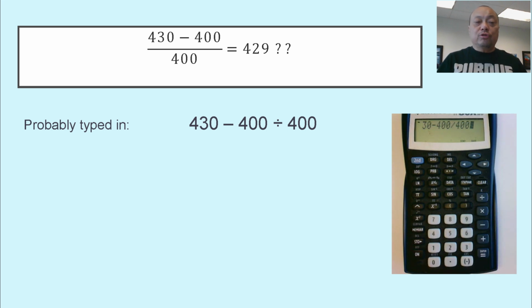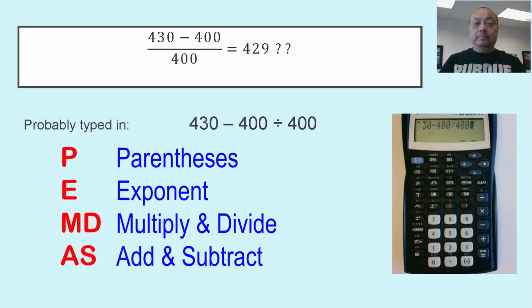The reason why it's wrong is because you were calculating in your head from left to right, whereas many calculators, not all of them, but a large majority of them, do not just calculate from left to right. Instead, they go by the rules of order of operations. Many of you learned the rules of order of operations as PEMDAS.